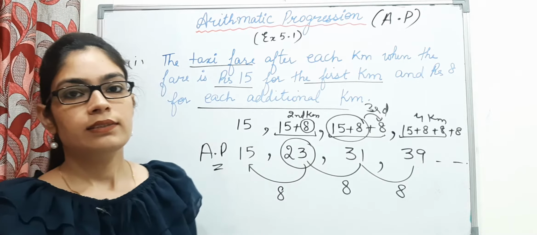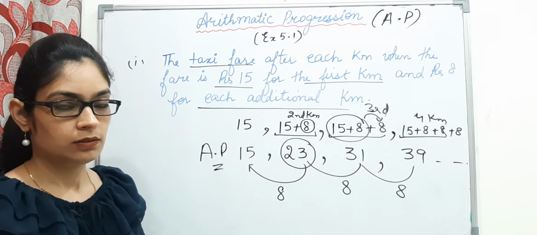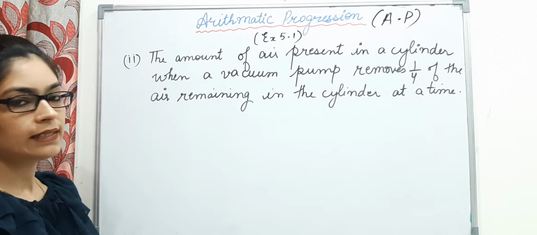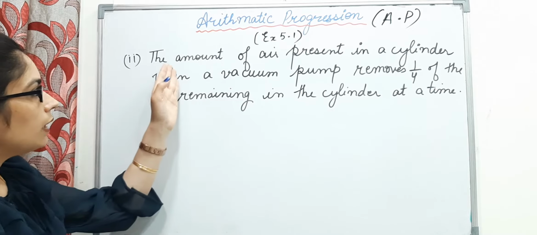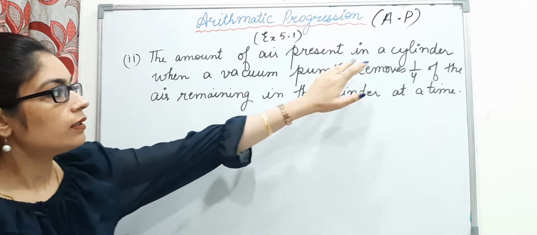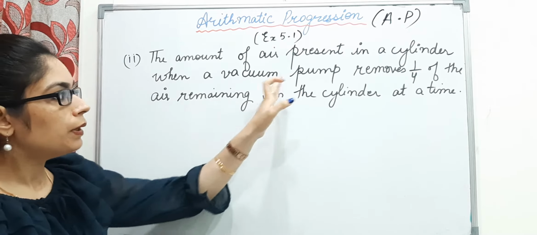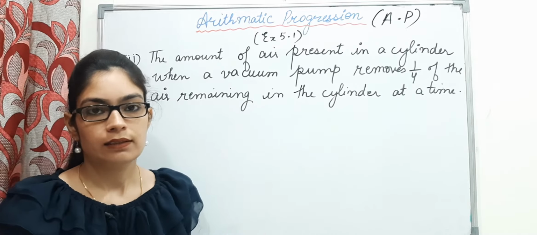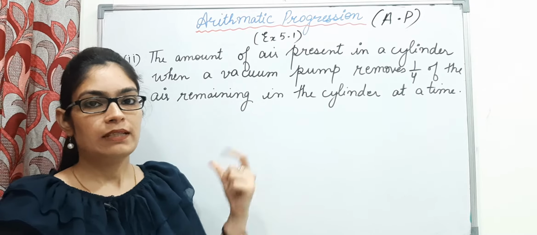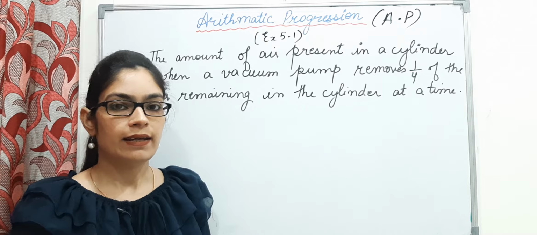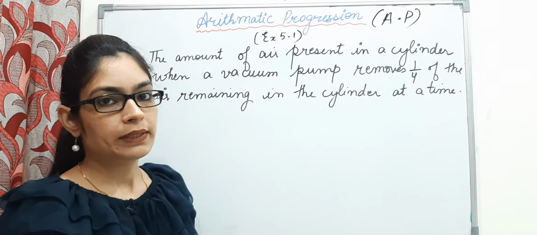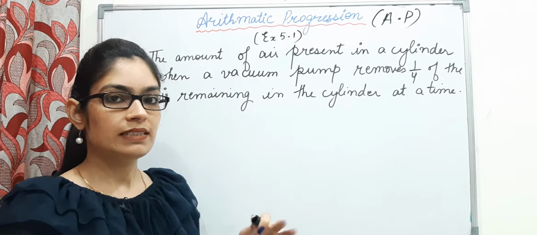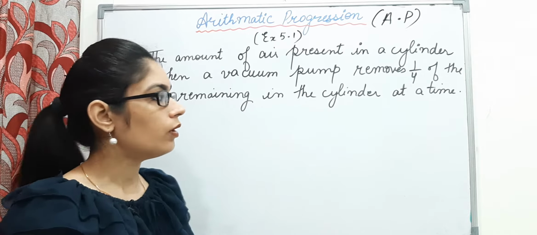Now let's do the second part of the first question. In the second part, it's given the amount of air present in a cylinder when a vacuum pump removes 1/4 of the air remaining in the cylinder at a time. So based on this given information, we again have to form one sequence, and then we have to check whether the sequence which we form is an AP or not.